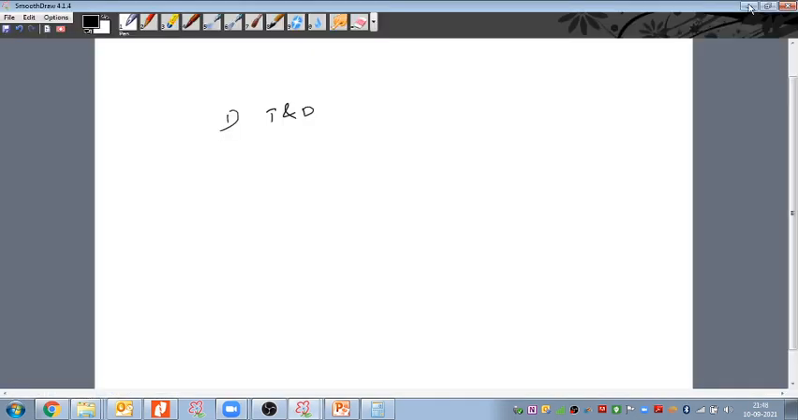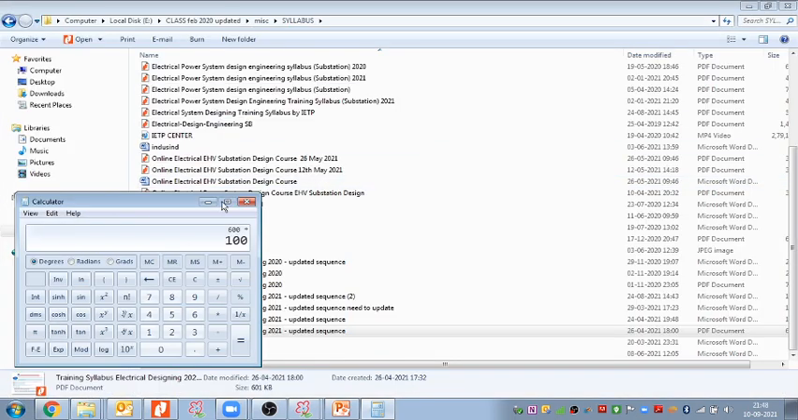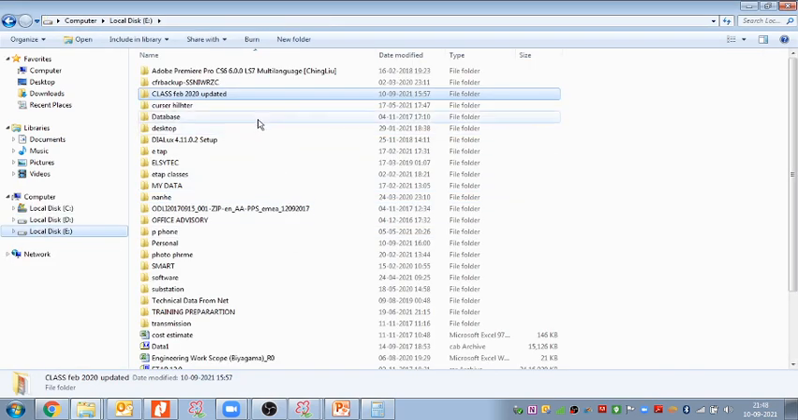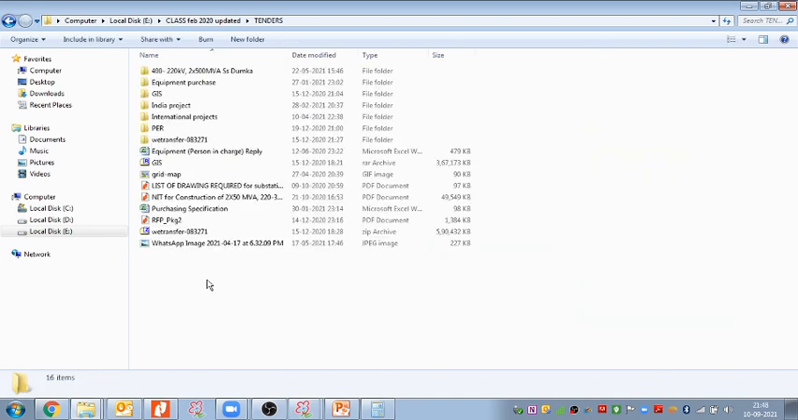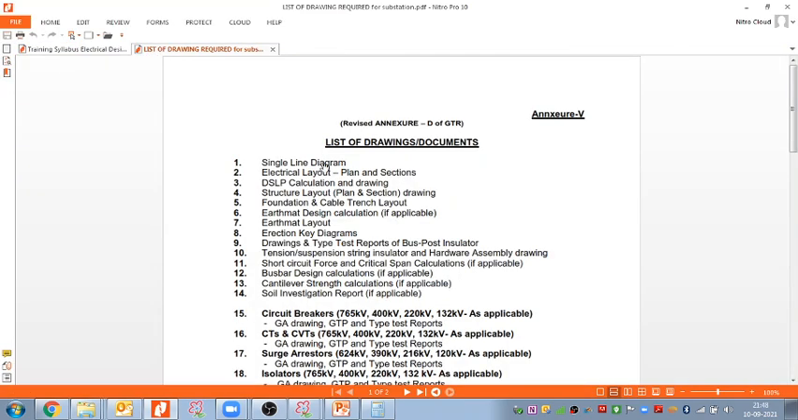Let me take the list here. Let me take the original list of the drawing documents required. Yeah, so here we have the original list, single line diagram. This we have to prepare.